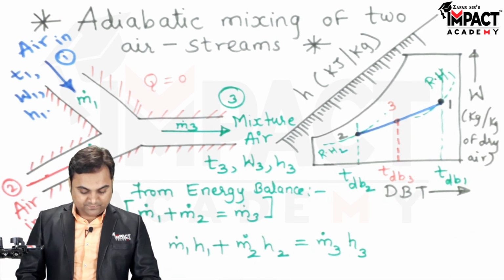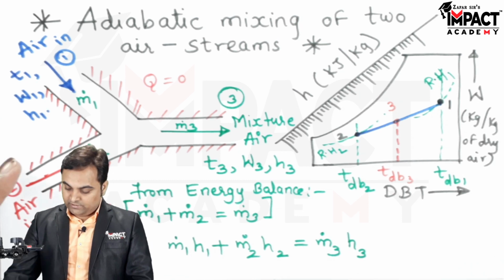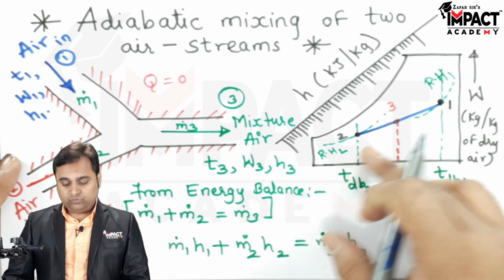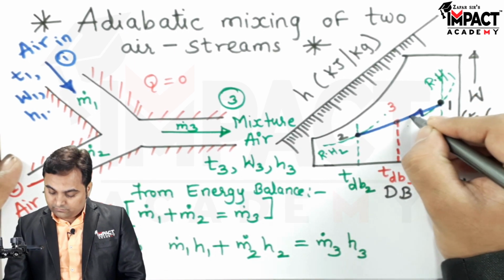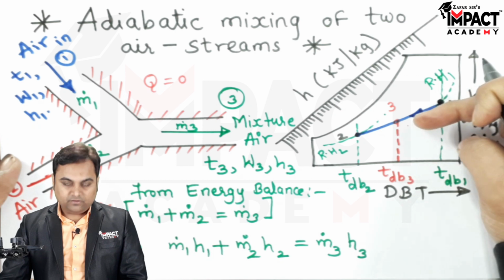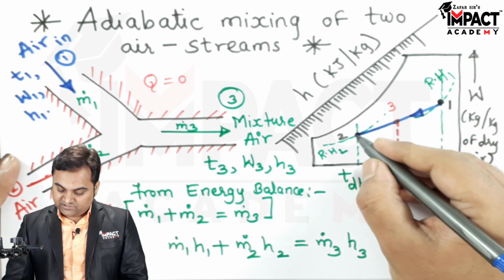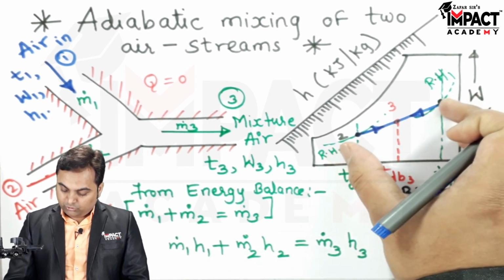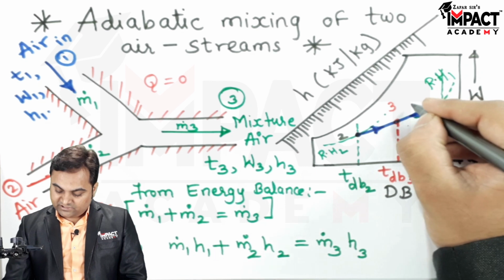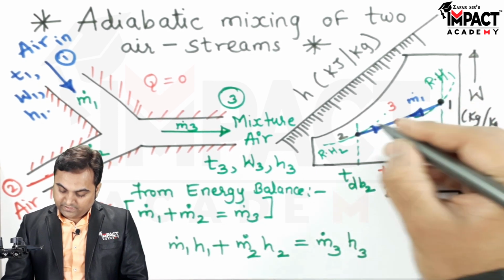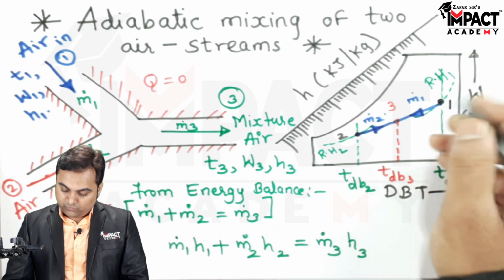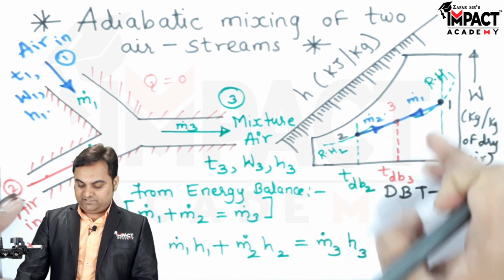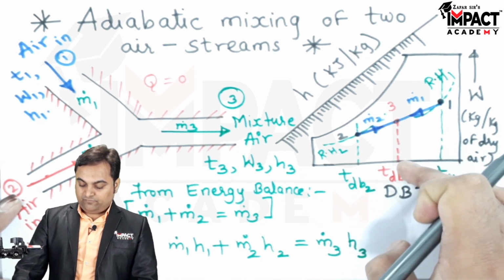And the process can be explained in this way, like air which is at a temperature higher than air at 2. So here the air is entering from point 1, and this air which is at state 2 would be moving in this direction. Both would be mixed. Air 1 is having its mass flow rate as m dot 1, air 2 as m dot 2. When they get mixed at point 3, the mass flow rate is m dot 3, which is the addition of both the masses. And here we get dry bulb temperature for the mixed air.